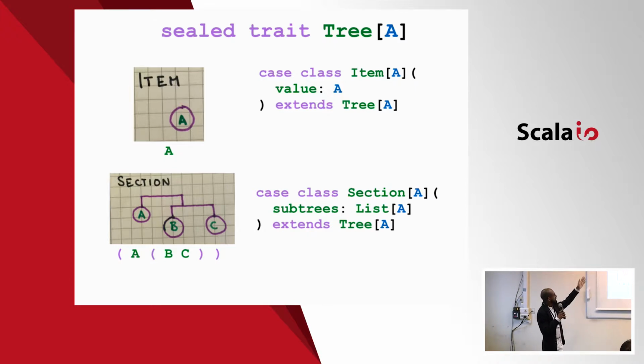OK, so we have items, which are leaves that have values, and sections, which are just an ordered collection of subtrees, right? So an item would be an A, and a section would be the subtree A and the subtree BC. I've used this notation a few times because it's easier to read out, like the list notation: A and BC.